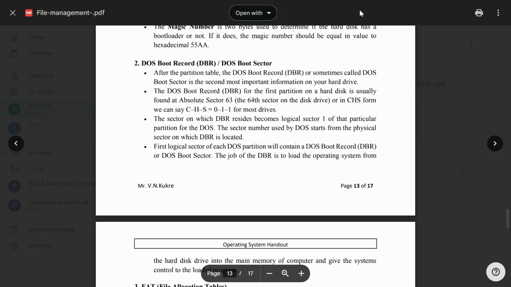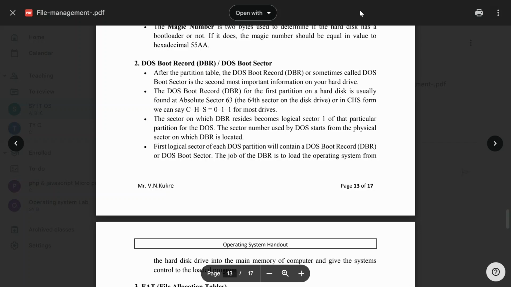The DOS boot record for the first partition on a hard disk is usually found at absolute sector 63, the 64th sector on the disk drive, or in CHS form.